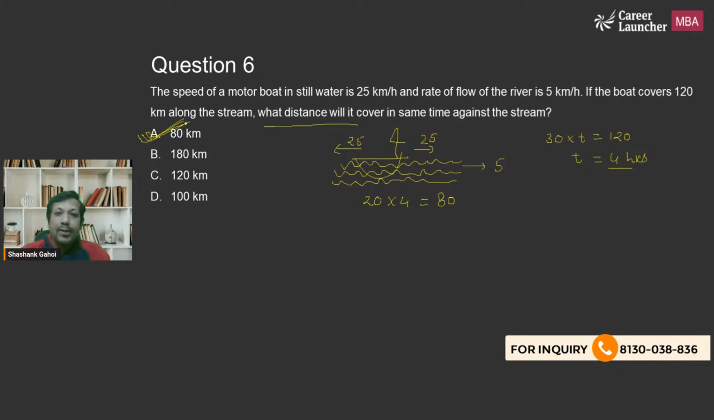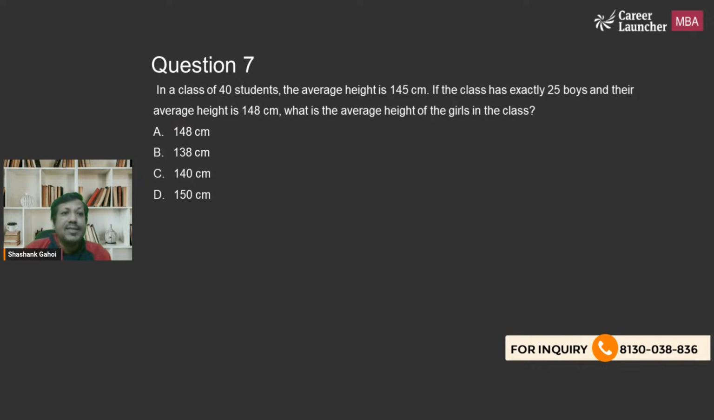Now, let's move on to the next question. What does it say? In a class of 40 students, the average height is 145. The class has exactly 25 boys. So there are 40 students, and out of 40, 25 are boys, so 15 are girls. The average height is 145. The average height of boys is 148.